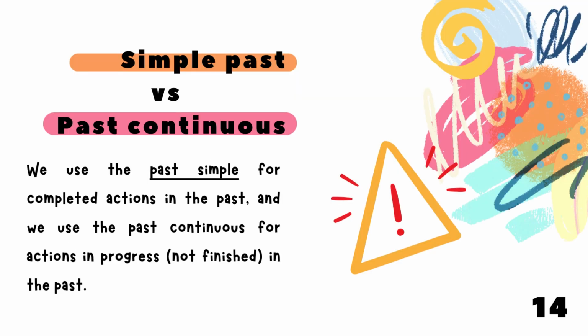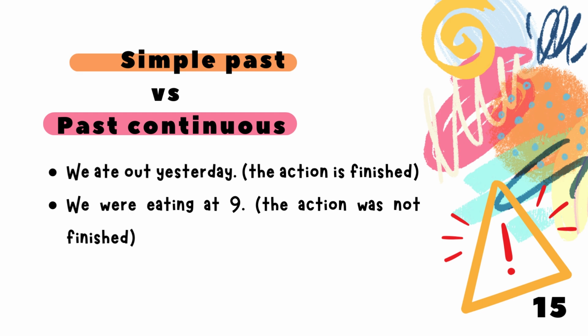Now, we are going to compare these two tenses: simple past and past continuous. We use the past simple for completed actions in the past. And we use the past continuous for actions in progress, not finished, in the past. For example, we ate out yesterday. The action is finished. We were eating at night. The action was not finished. The action was in progress.